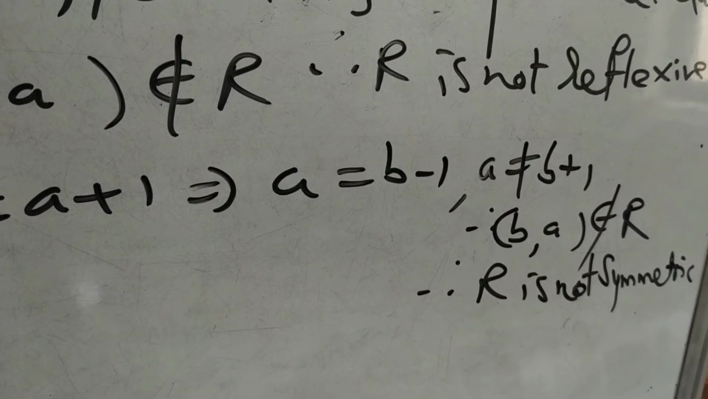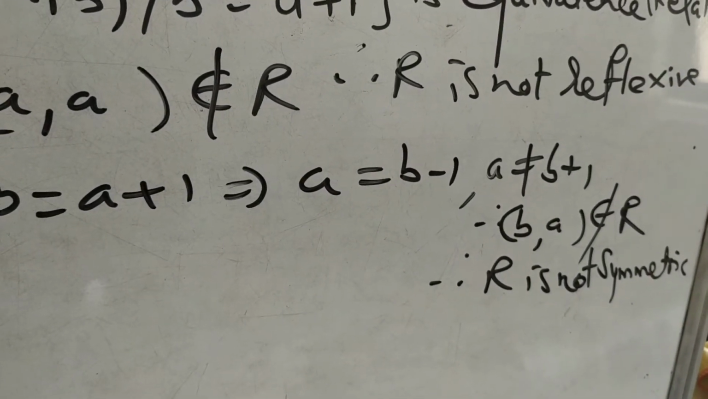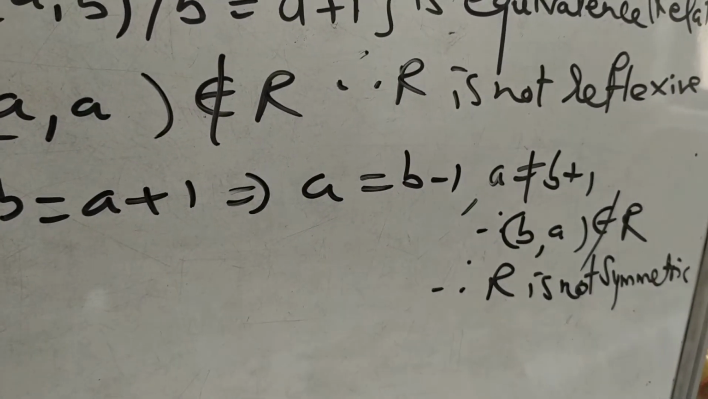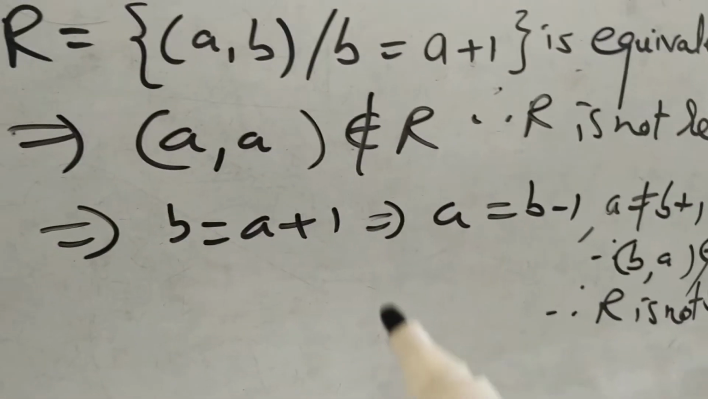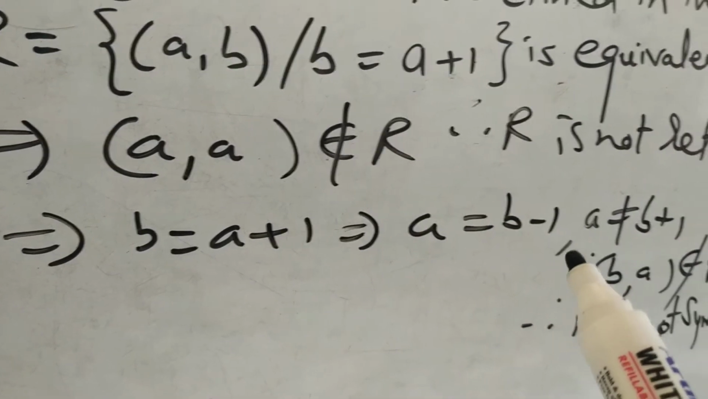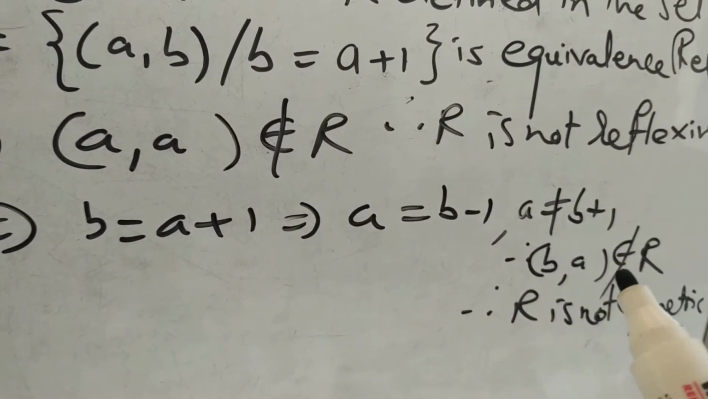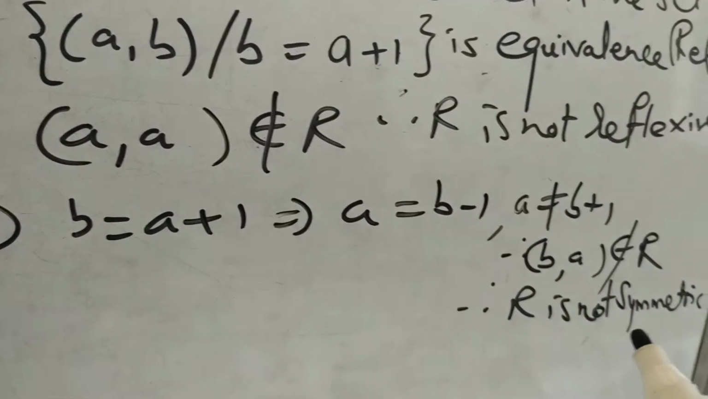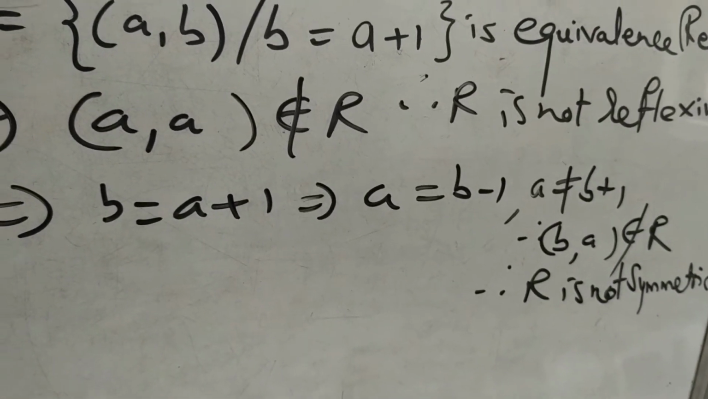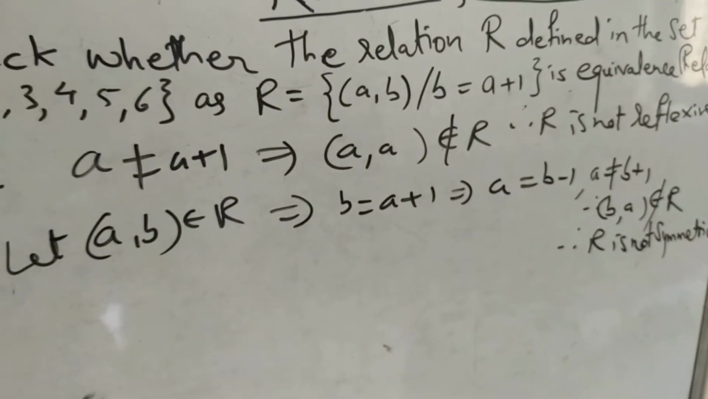Therefore R is not symmetric. If A is equal to B plus 1, then (B, A) belongs to R and R will be symmetric. But in this case, by definition B is A plus 1, and from here A is B minus 1, so A is not equal to B plus 1, therefore (B, A) does not belong to R and therefore R is not symmetric. Now let us check whether this relation is transitive or not.